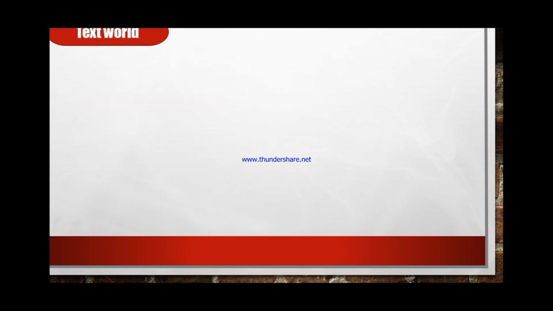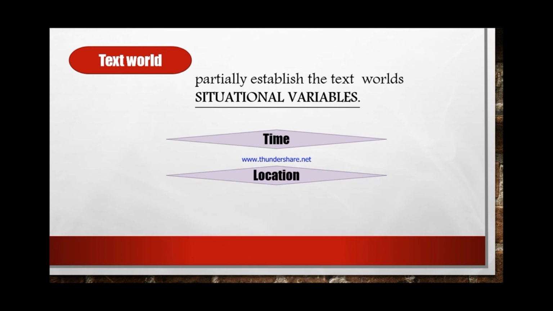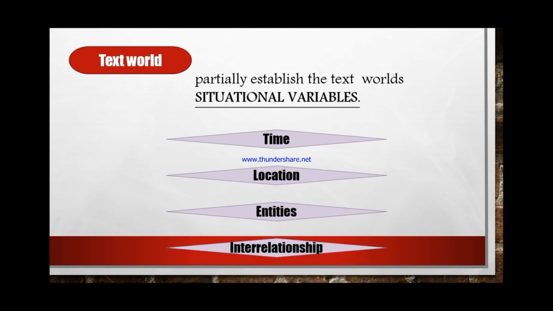Text world. Partially establish the text worlds as situational variables, such as time, location, entities, and interrelationship, which provides information about actions, mental processes, states, and attributes to entities in the text world.